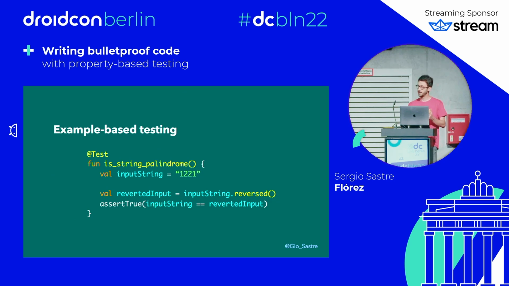So in this test, actually, we are using an example. This 1221 is an example that represents a string with an even number of characters. But we could also use another example, like this one, 12821, that represents a string with an odd number of characters. But we could also use an empty string, which is also a palindrome. And as you can see, we come up with examples, and we use those examples to verify the behavior.